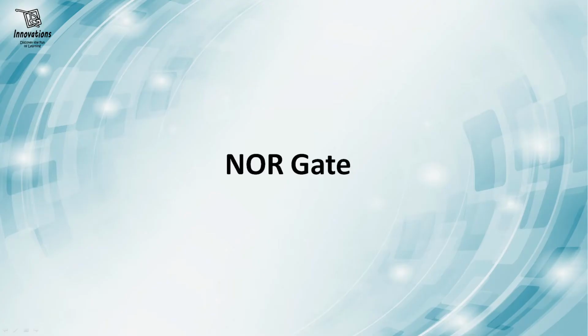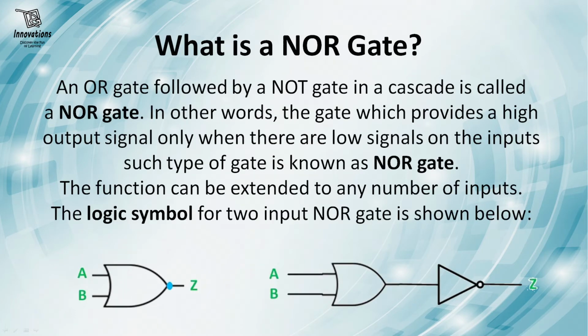In my previous videos, I have shown you NOT gate, AND gate and OR gate. And in today's video, I am going to discuss about NOR gate. So let us first know what is a NOR gate. An OR gate followed by a NOT gate in a cascade is called a NOR gate. In other words, the gate which provides a high output signal only when there are low signals on both the inputs is known as NOR gate.